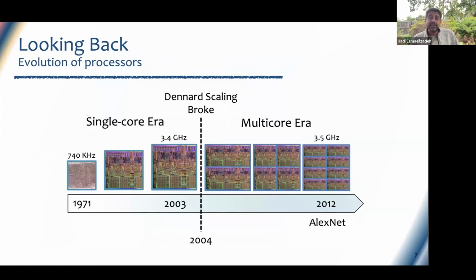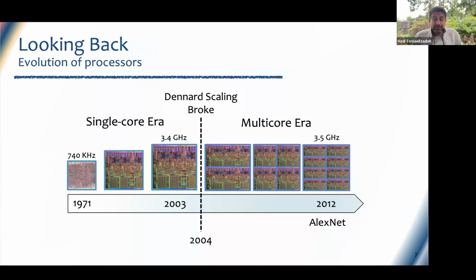So if we look at the history, when we started in 1971, Moore's Law soared and we were able to increase the integration capacity. Caches were off chip; now caches are on chip. We built branch predictors and integrated them into the same chip. We started increasing the number of instructions that we were issuing in parallel. There was the golden age of ILP. And at the same time, we were exponentially increasing the frequency. We went from 740 kilohertz to 3.4 gigahertz.